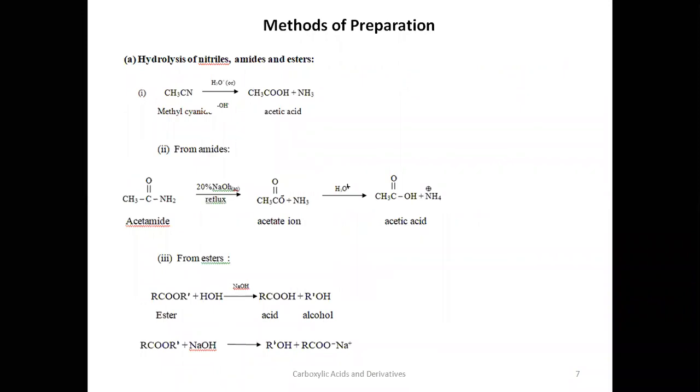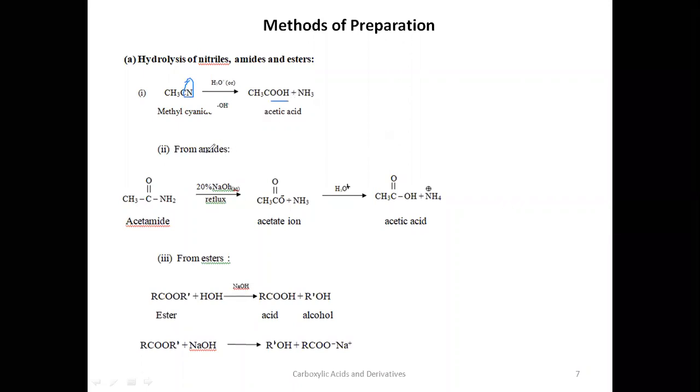Now, let us see the methods of preparation of these carboxylic acids. They can be prepared from acid derivatives like nitriles, amides, and esters. Nitriles means what? The compounds which have the CN group are known as nitriles. When you hydrolyze this in the presence of acid or base, the CN group will get converted to a COOH group.